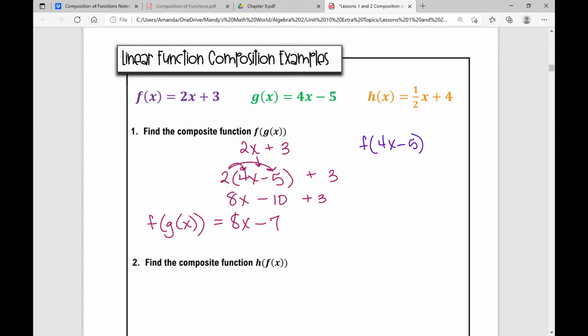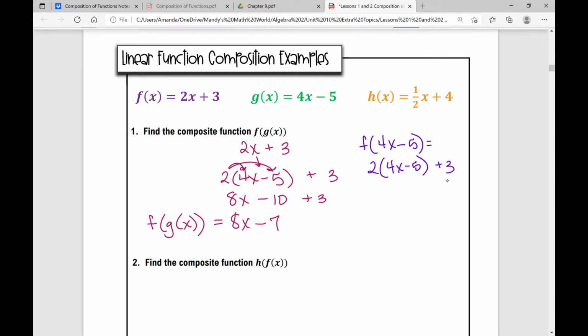In this case, I've written the inside function first, right? And this is just my way of notating that I'm replacing anywhere I see x, I'm going to replace it with 4x minus 5. Then, by doing this, I'm showing you that g of x is the input of f of x using this notation. So this is just a way of notating it. So then you might say, okay, now f of 4x minus 5 equals 2 times 4x minus 5 plus 3. So you just might see it written that way.